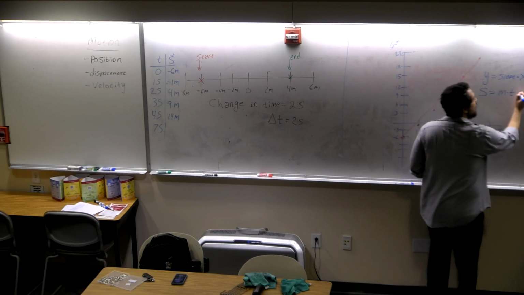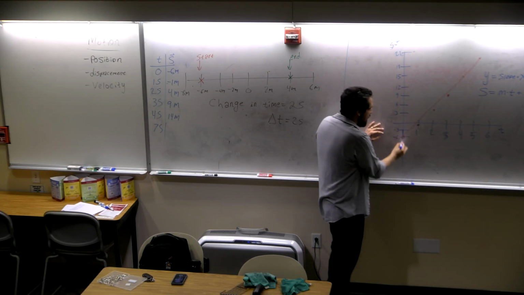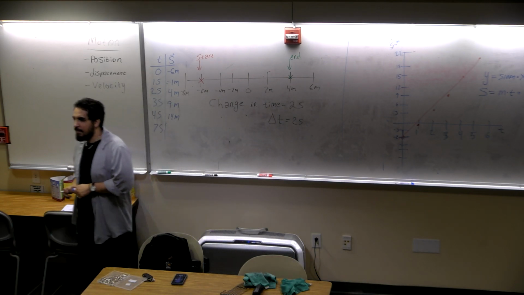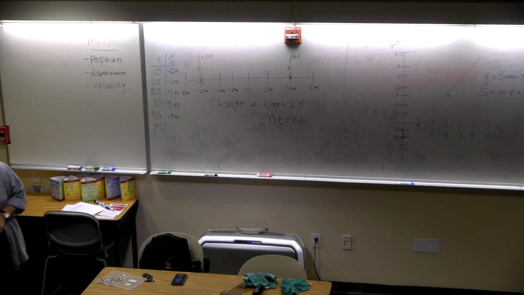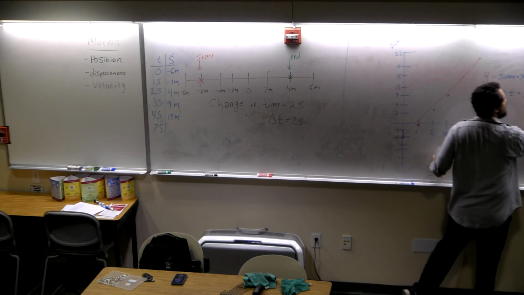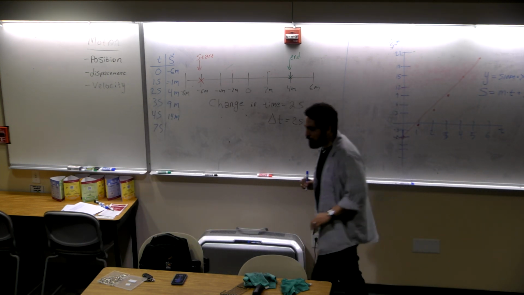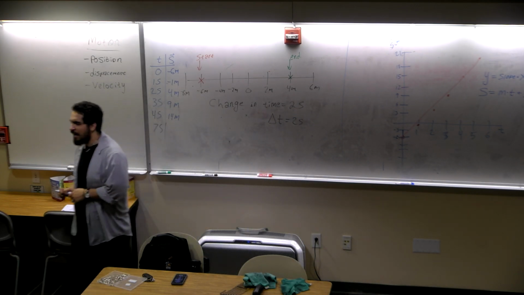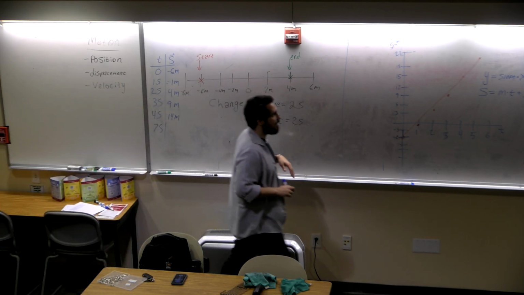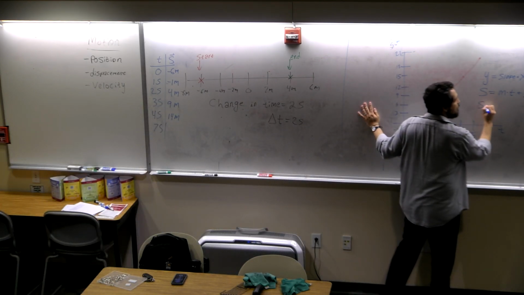Any thoughts, comments? We take this and I'm going to rearrange it a little bit. I'm going to say that s minus s initial is equal to slope times time. Sound good? Well, taking your position and subtracting off your initial position, that's what we described as displacement. So we could say this is your displacement. Delta s is equal to slope times time. Right?